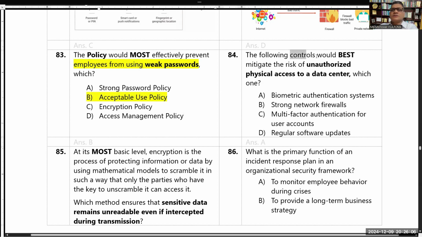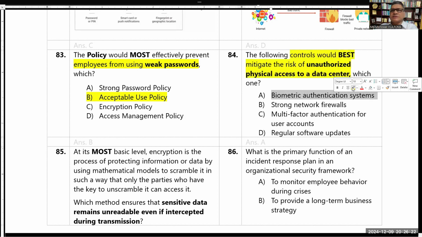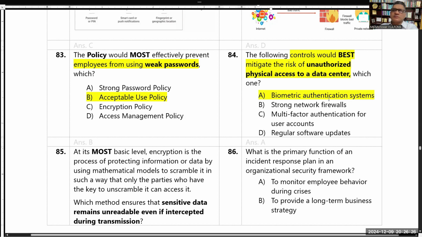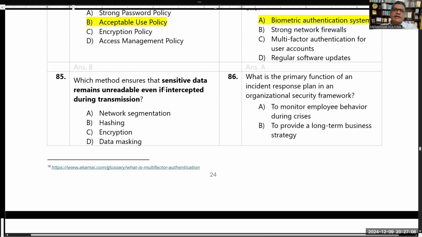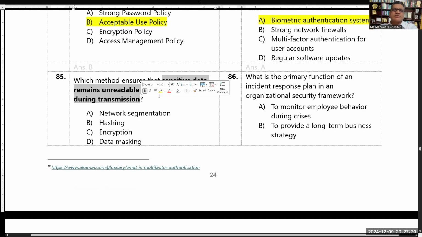Answer B. The control which would best mitigate the risks of unauthorized physical access to a data center is the biometric authentication system. Answer A. So that type of control is the best way to mitigate the risks of unauthorized physical access to a data center. Answer A. Which method ensures that sensitive data remains unreadable even if intercepted during transmission?